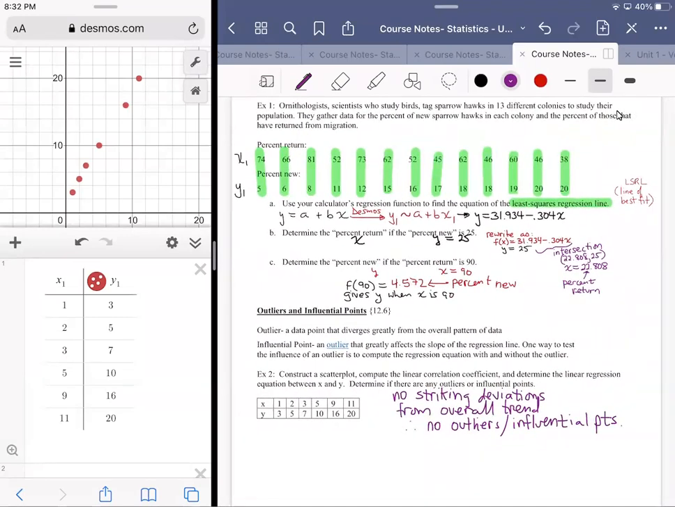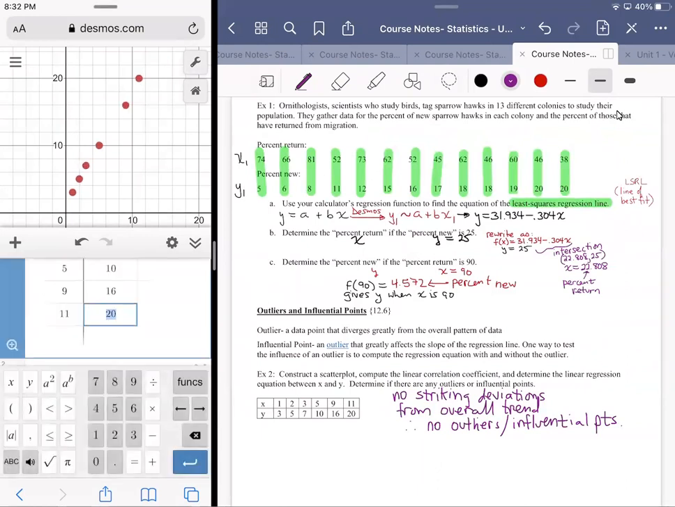You know, let's say, for example, instead of that last point being 11, 20, it was like 11, 2, something like that. Everything else is on the same straight line, and then you got that one point that's out of whack there. But that's not the case. It seems like everything kind of falls on the same straight line.